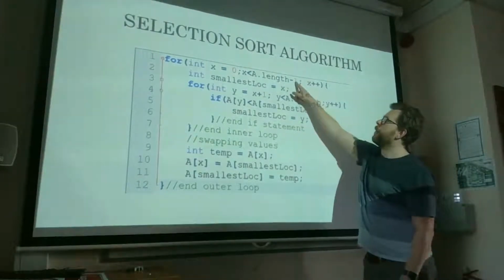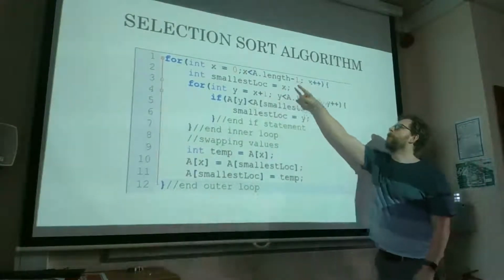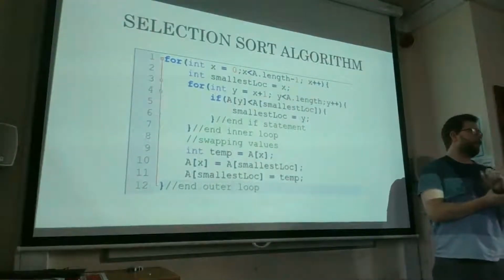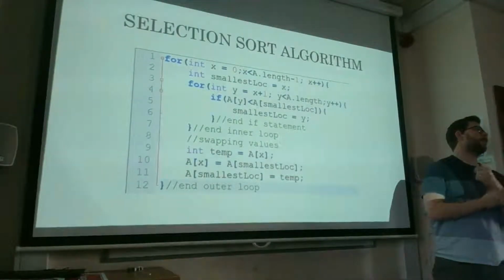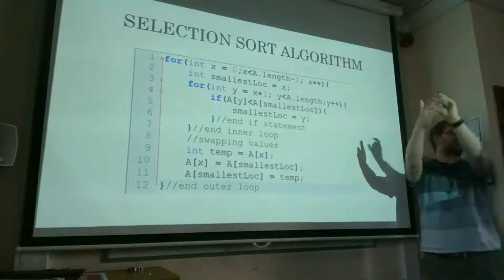The reason why we've got minus 1 here is because y is set to be x plus 1. If we went all the way up to a dot length, the plus 1 would crash our program because you get an array index out of bounds. You have 5 elements in the array, and you end up trying to access the 6th.